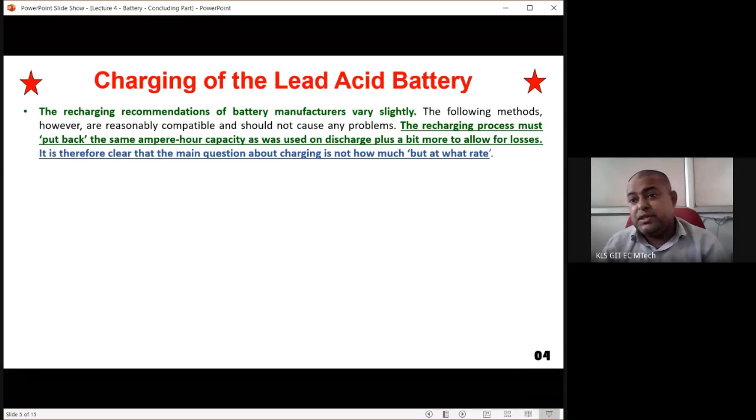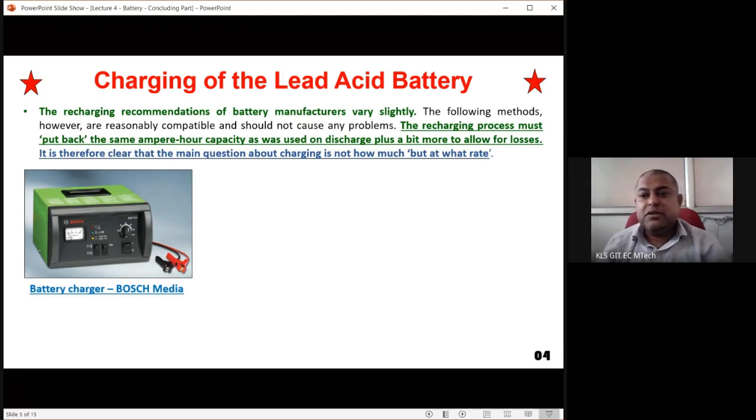So it is the rate of discharge which was varying in the previous case, and in charging also it is the rate of charge that varies. So how fast you can charge, that is the question.